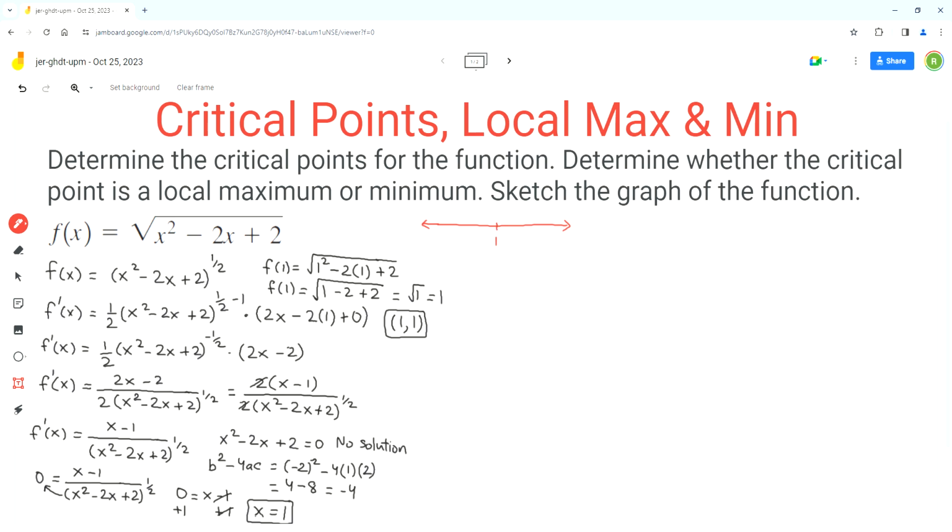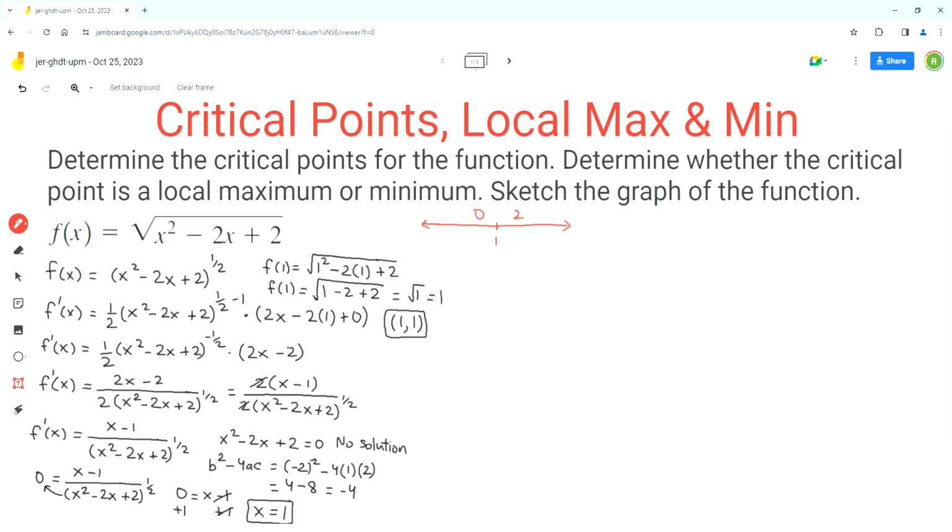So x is 1. So this critical number divides the number line into two parts, and we have to find whether the function is increasing or decreasing in these two parts of the number line or these two intervals. So for that, we'll use a test value in each interval. So on the left side of 1, we can use the test value 0, and to the right side of 1, we can use the test value 2.